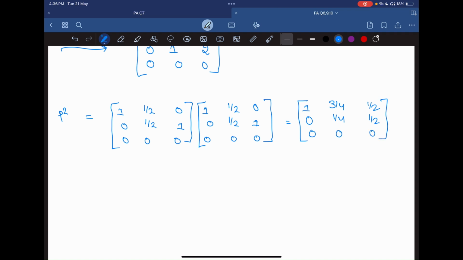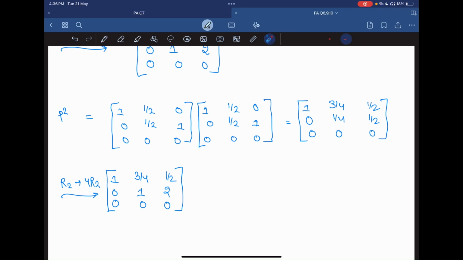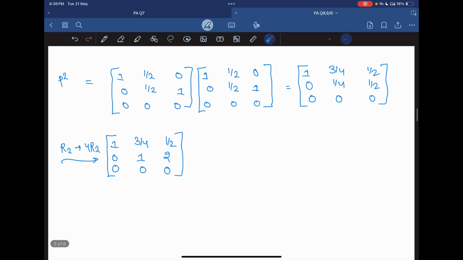So this matrix now is our P square, and we have to row reduce it also. So first we will make this entry 1 by multiplying the second row by 4. We get 1, 1 by 2, 0, 1, 2, 0, 0, and 0. Now this matrix is in REF form. Now we have to make it RREF also. So for that, we have to make this entry 0.